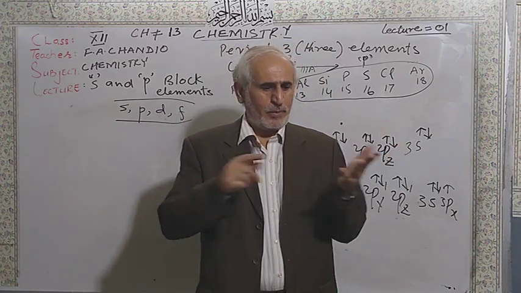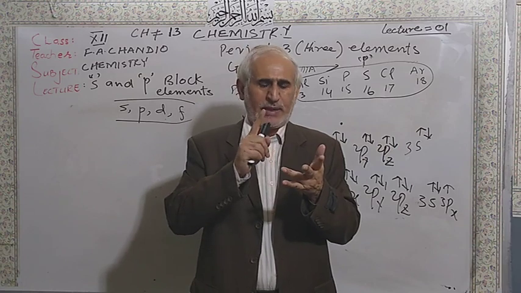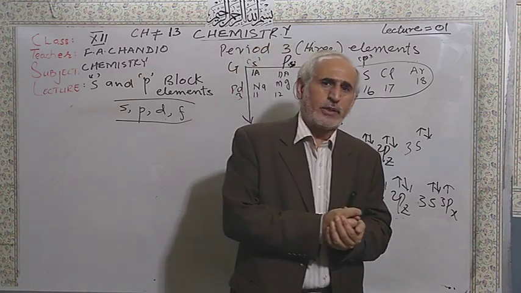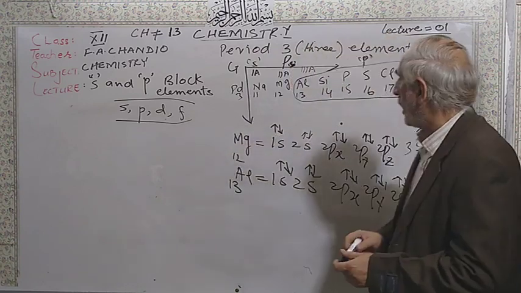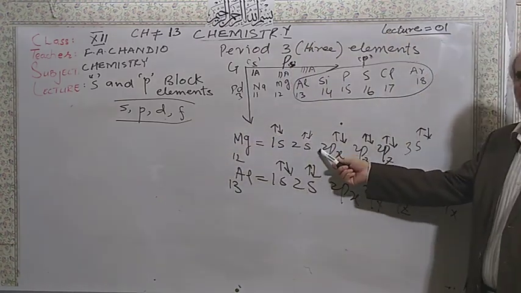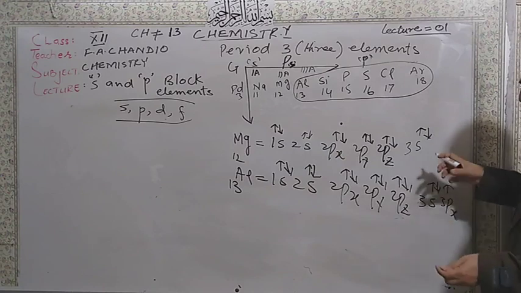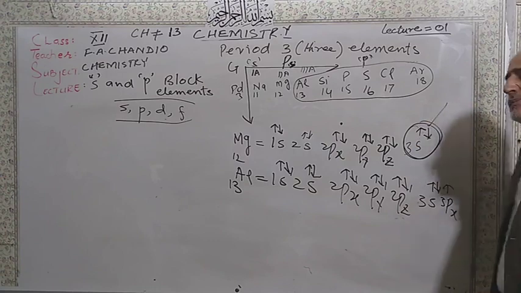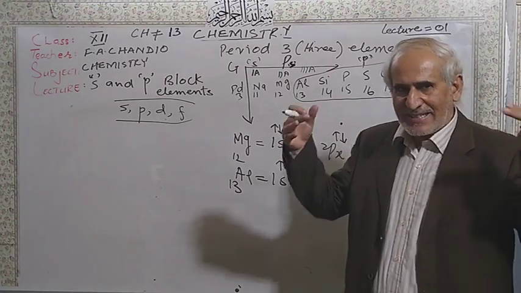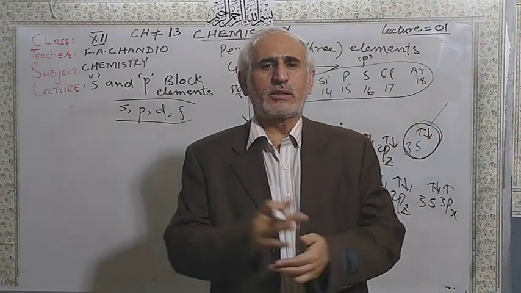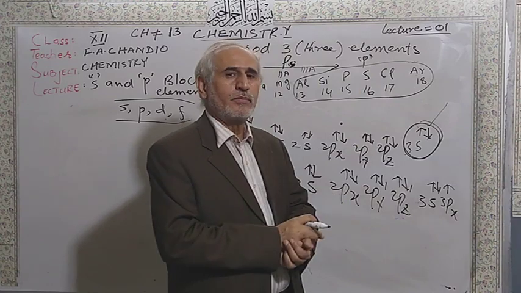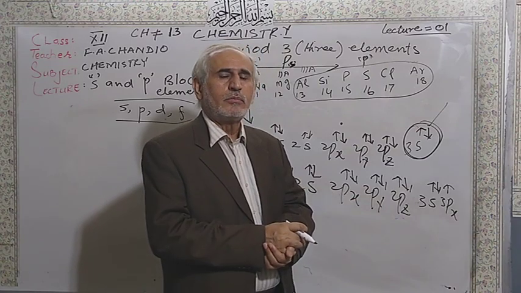S is complete with 2 electrons, P is complete with 6 electrons, D is complete with 10 electrons, and F is complete with 14 electrons. So if you see magnesium, in the last subenergy level S there are 2 electrons. So its S subshell is complete. S subshell is complete, so it's stable.